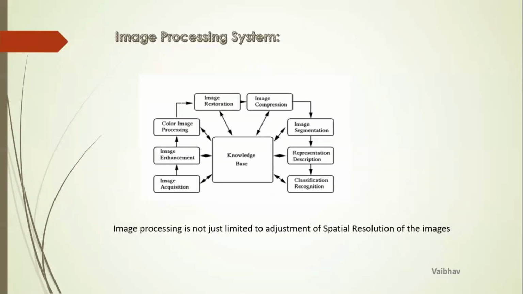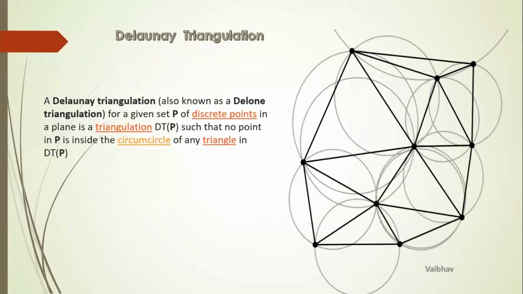This is how a basic image processing system works. It's not just about the spatial resolution of the image. It's not just about the adjustment of coordinates of the image. It's much more extensive than that. We have image enhancement, acquisition, restoration, pattern recognition, encoding, compression, and much more. So out of these countless image operations, one of them is Delaunay triangulation.